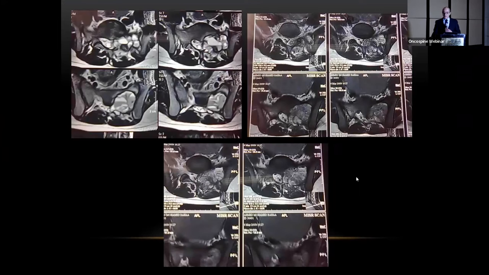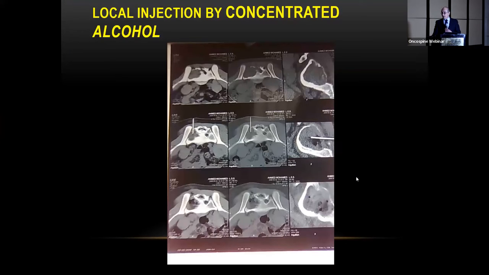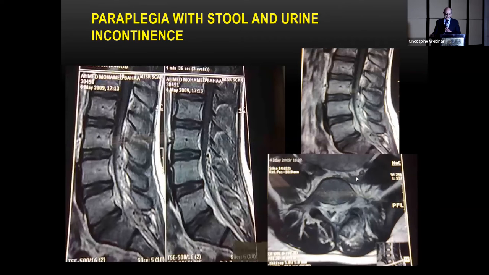Yes, but actually he was seen by one of the interventional radiologists, who decided to do a local injection of concentrated alcohol. He did not notice that there is a connection between the lesion and the spinal canal. What happened is that the patient had this in the early evening, and then developed paraplegia and stool and urine incontinence. So he was referred to our hospital, and we had this MRI. Can you see something here in the distal part of the spinal canal? Can you see some compression of the neural elements from posterior?